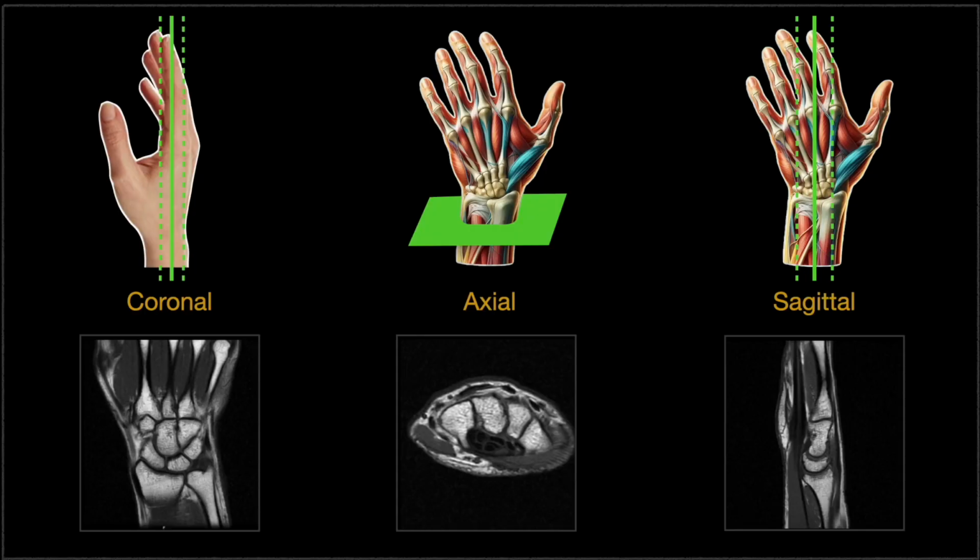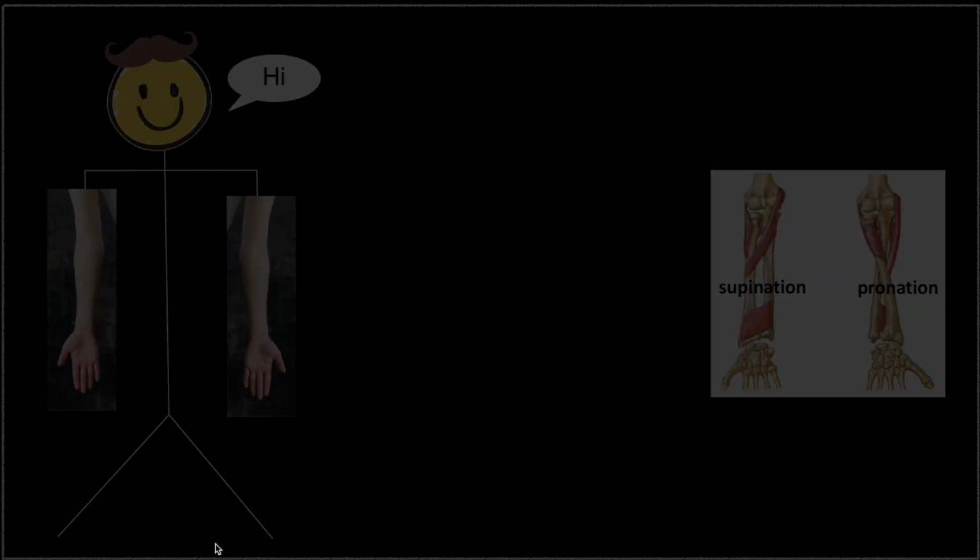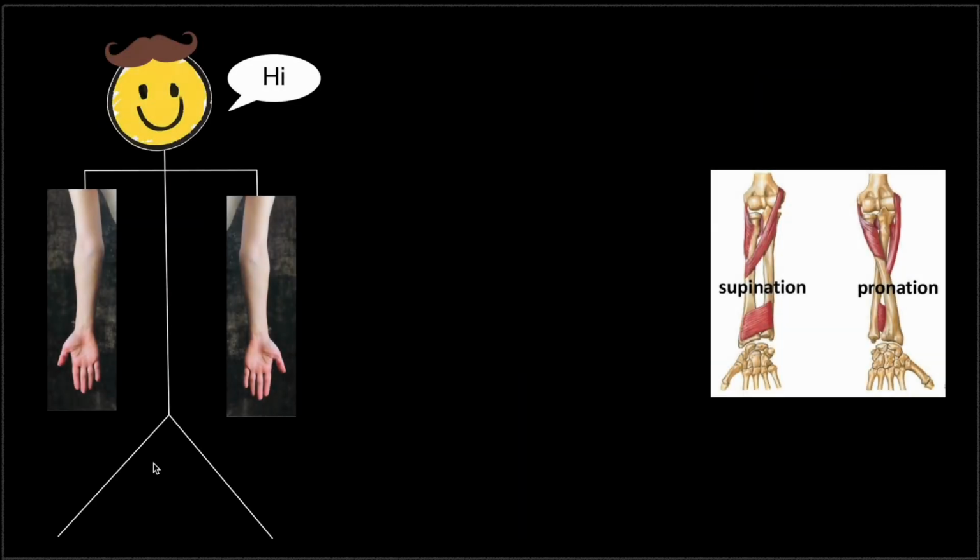Let's move on and talk about hand anatomy. Before we start discussing the MRI pictures, let's quickly talk about bones and their names. If we want to understand the correct locations of the bones, we need to know what anatomical position is. Anatomical position refers to the position of the body when it is standing upright and facing forward, with each arm hanging on either side of the body and the palms facing forward.